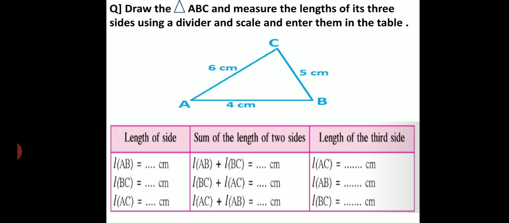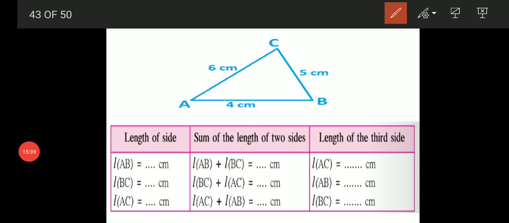So I will just help you out over here. I start with the first column, where they have said length of side. Below, they have asked you the length of AB, which is 4 centimeter, so I write only the number 4. BC is 5 centimeter, so I write 5. And length AC is 6 centimeter, so I write 6. So my first column is done.